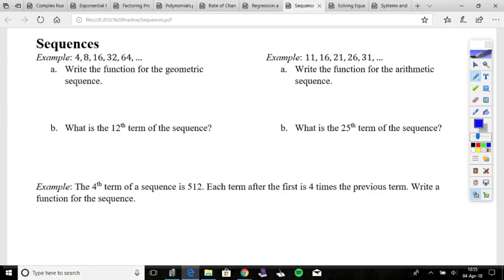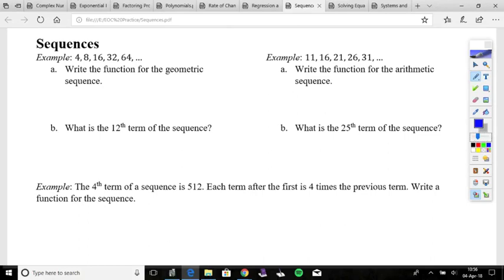Okay. So there are two formulas to look at, and each of these is in one of these examples. So example A, or the first example here on the left. We have the sequence 4, 8, 16, 32, 64. By the way, a sequence is basically a pattern of numbers, and the formulas dictate sort of how the pattern goes. So we're going to write a function for this geometric sequence. Now a geometric sequence is a sequence where you're multiplying values out each time.